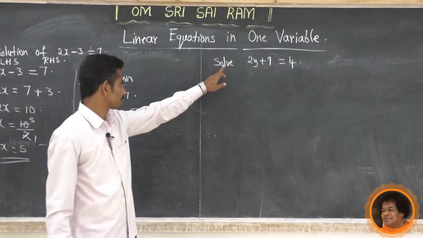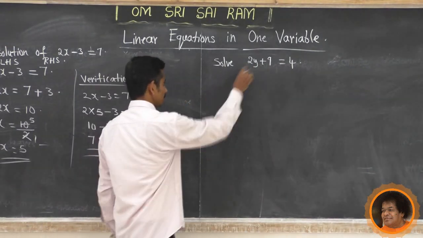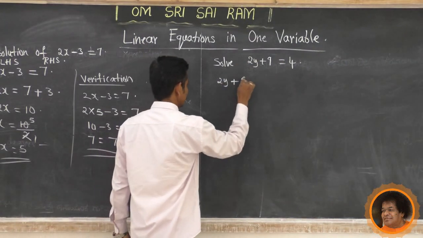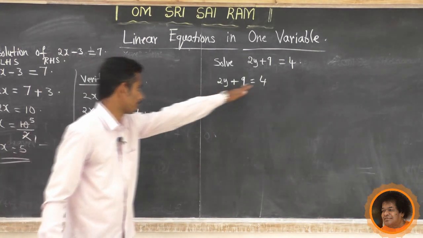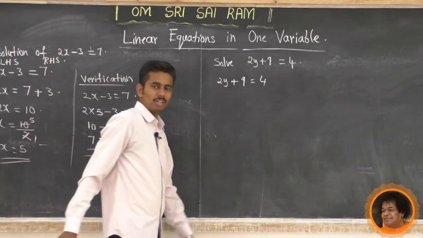Next problem: solve 2y plus 9 equal to 4. Our aim is to find the value of y. So write as it is. What is given in the equation? This is a linear equation given in the problem. So 2y plus 9 equal to 4. Our aim is to find the value of y.